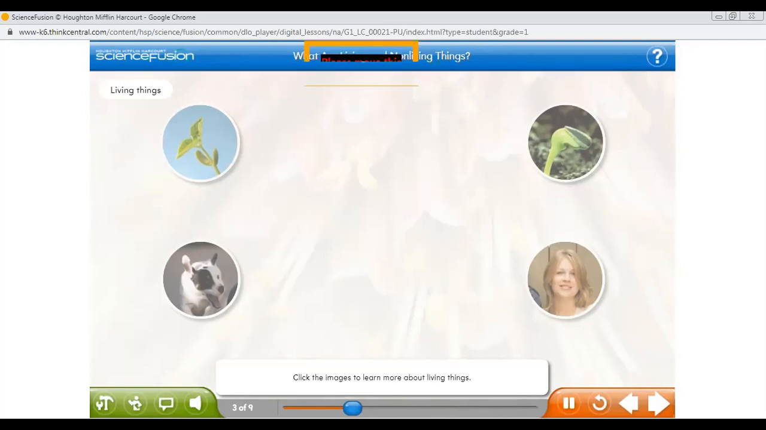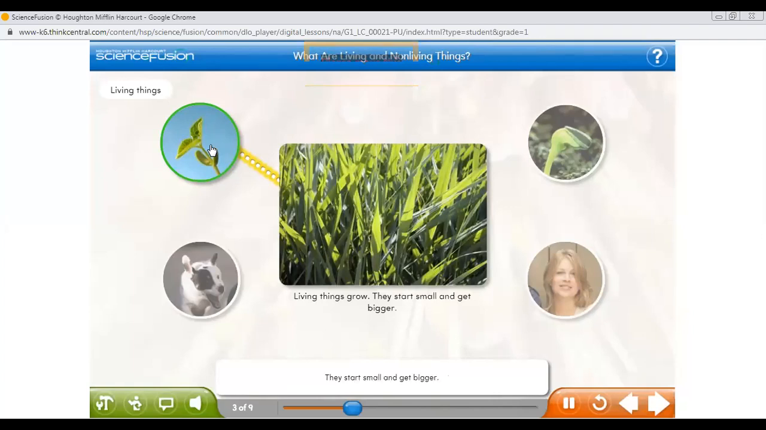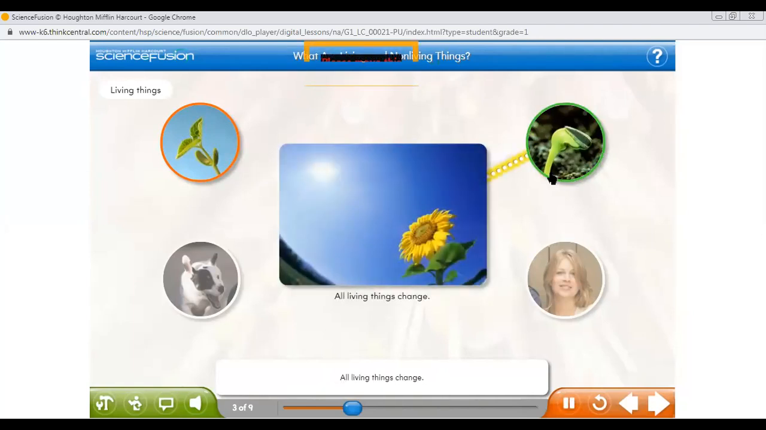Click the images to learn more about living things. Living things grow. They start small and get bigger. This young plant can grow into a large plant. All living things change. Plants change as they grow. They will be small when they are growing, and then they change and they grow up big. So all living things change. Their stems get longer. They may grow new leaves and flowers.